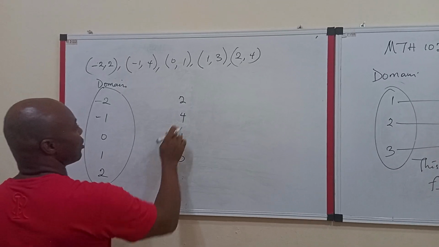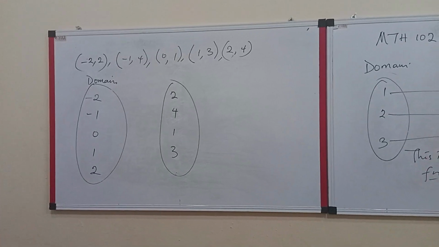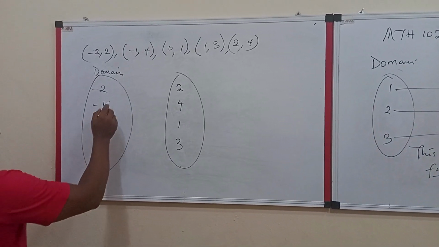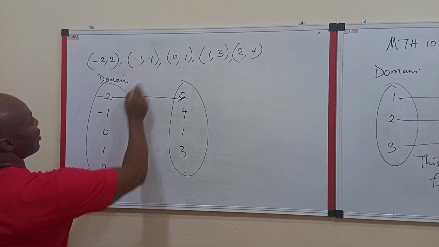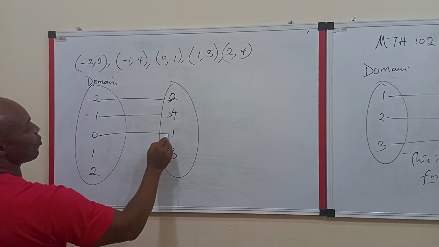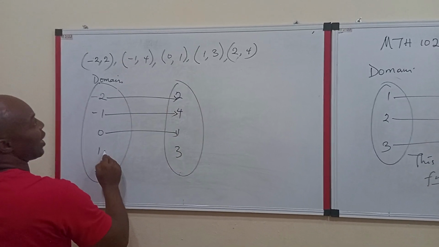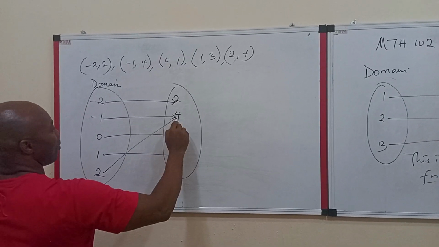We will not write the 4 again because 4 is already inside here. Now see what I have done. This one comes to here, so it is for here: -1 and 4. This one 0 and 1 comes here. This one 1 and 3 comes here. The last one 2 and 4 again.